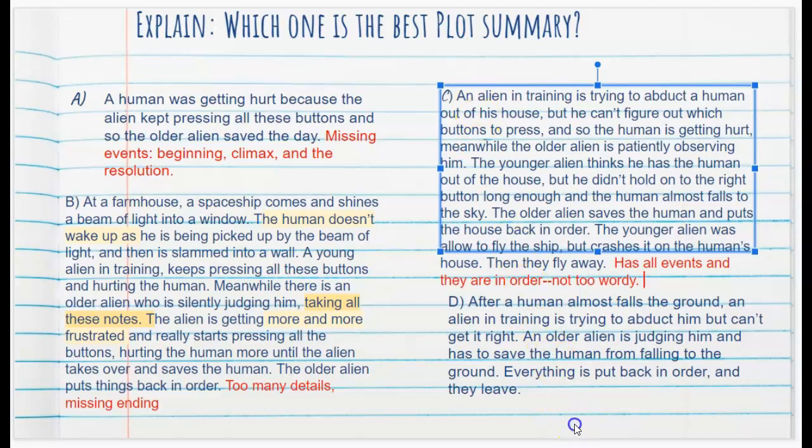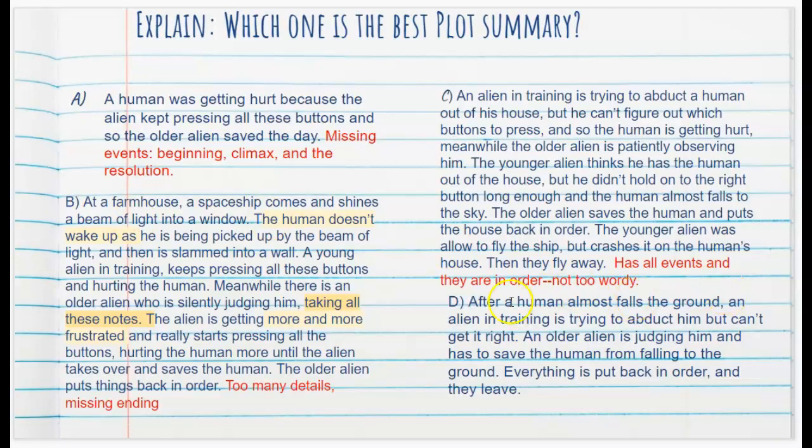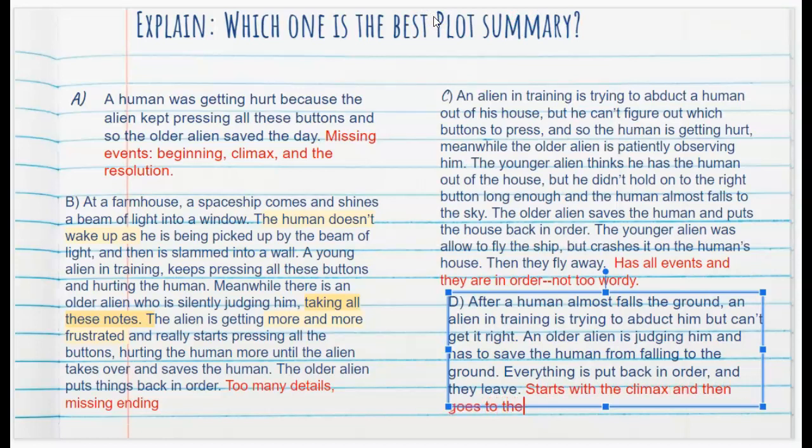All right, let's look at D. After a human almost falls to the ground, well, it's starting with the climax, so that's probably not even going to be it. An alien is trying to abduct a human, and it has the beginning where it should be in the front, but can't get it right. An older alien is judging him and has to save the human from falling to the ground. Everything is put back in order, and they leave. So right here, it starts with the climax, and then goes to the beginning. So C would be our best choice for why it's the best summary.